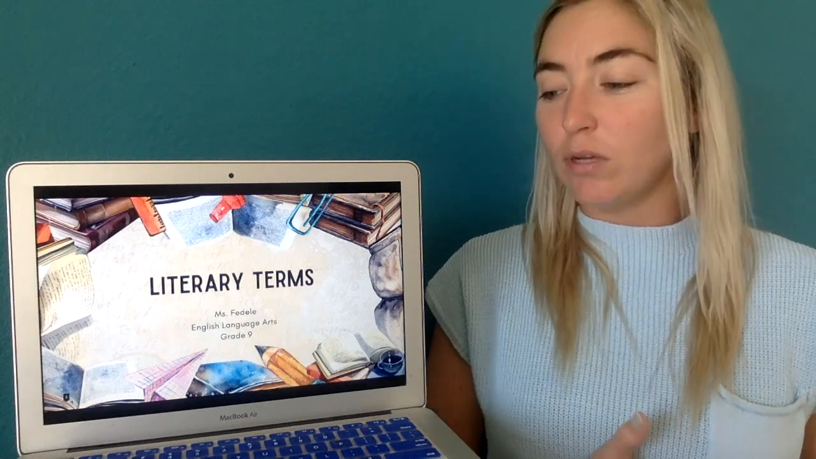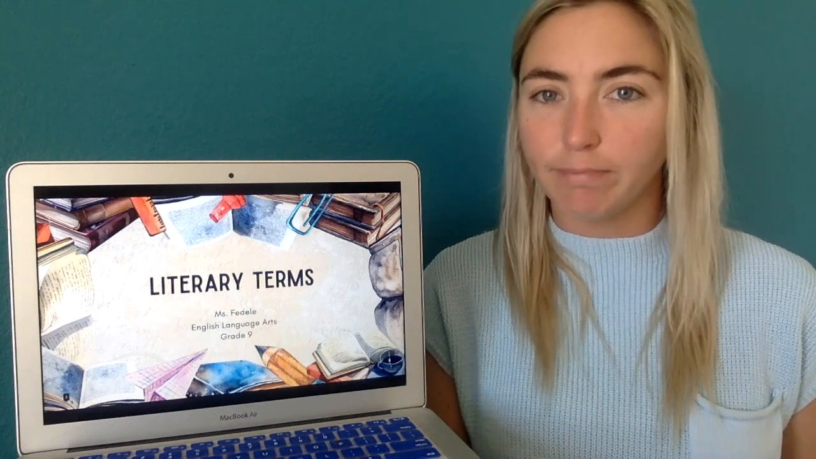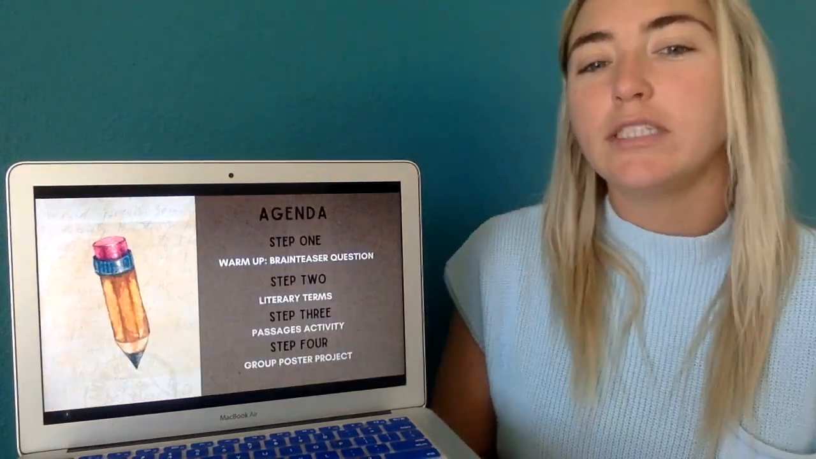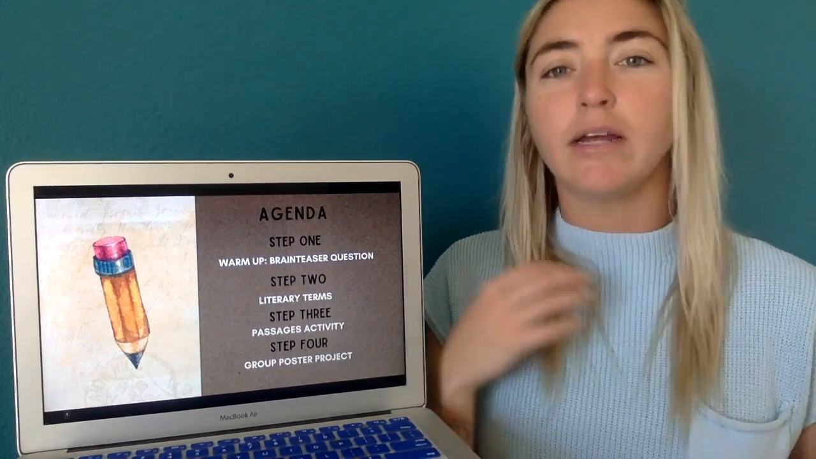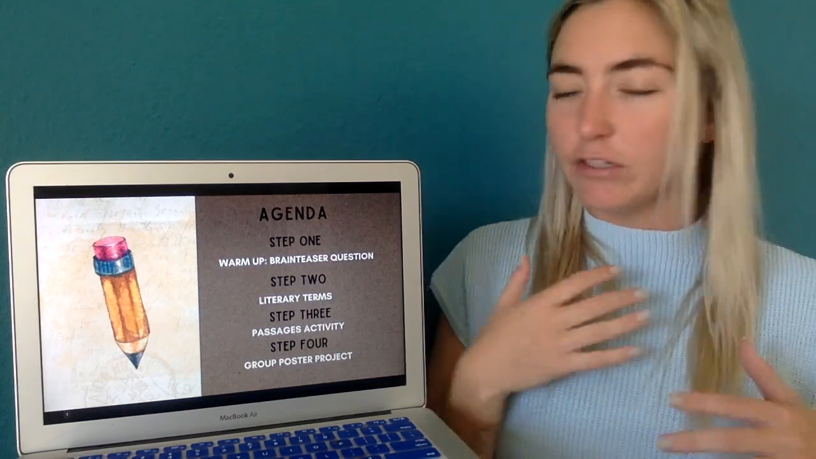So today we will be going over the first portion of our literary terms unit. So let me throw up the agenda for you guys. All right, we're going to start today with our brain teaser question like we always do. It's just a fun little riddle. It'll get your minds a little warmed up and kind of get the talkative juices out of your system, okay?